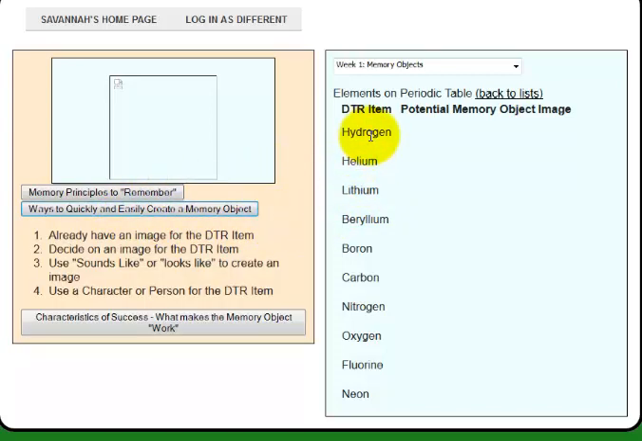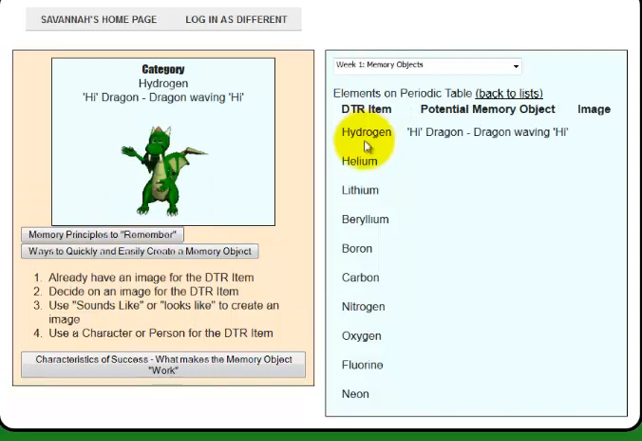So hydrogen is an element, and again, I used number 3, sounds like or looks like, to create an image. And I thought this looks like a high dragon, okay? So I envisioned a dragon waving high, a dragon waving high. And that's what I put in my brain, all right? The next one, so take a second, lock that in, and move on to the next one.